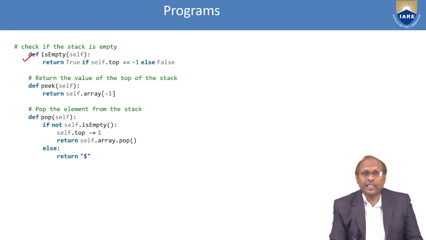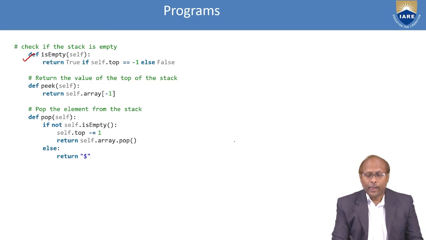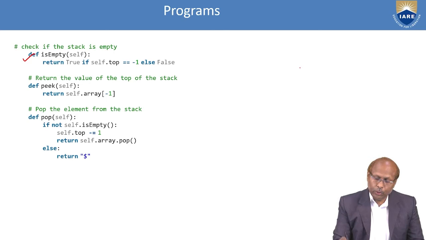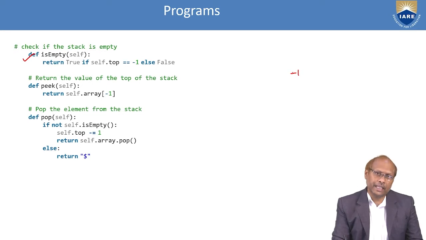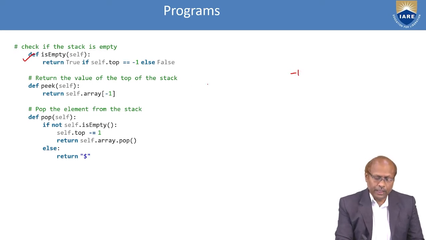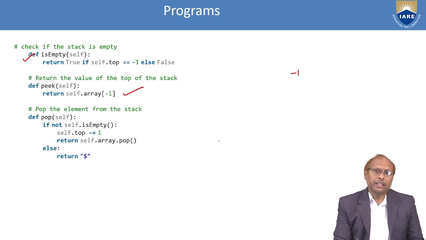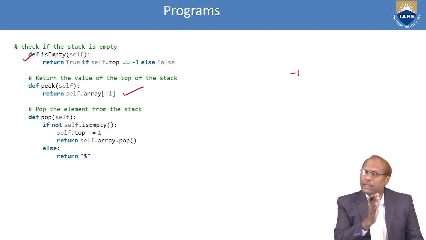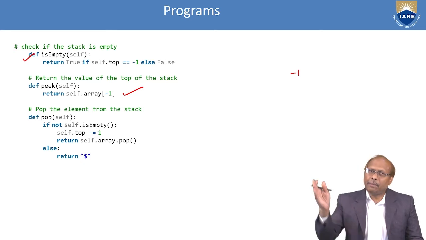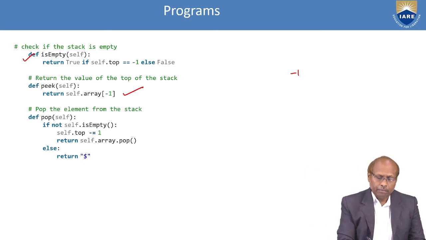Similarly, I want to see the top element of the stack. So which element is available at the top of the stack? How will you know the top element? In Python, -1 always indicates the last position of the array or list. So that's why array[-1] gives you the top element of the stack. Remember, 0 starts from the beginning of the stack: 0, 1, 2, 3. When I say -1, it comes from the reverse order. So -1 gives you the top of the stack. Whenever you want to get the top of the stack, write it this way.